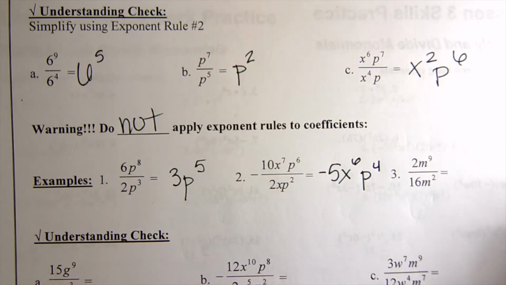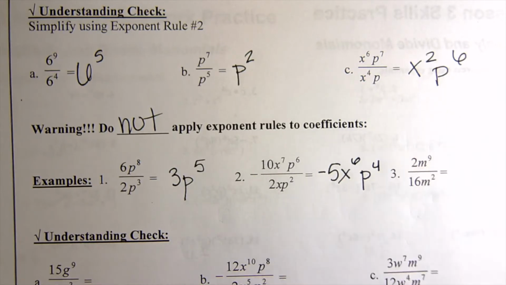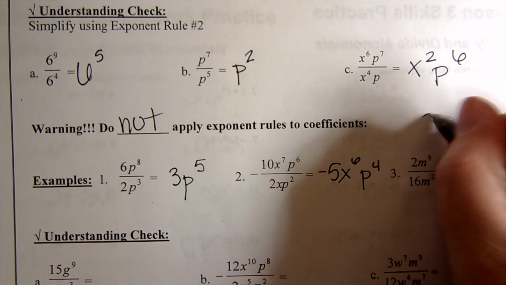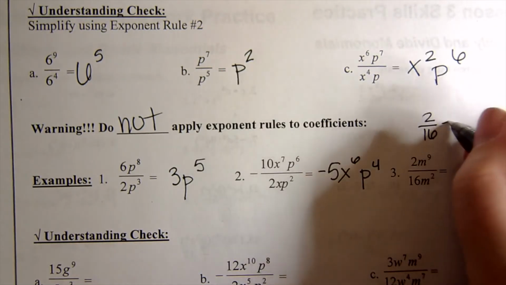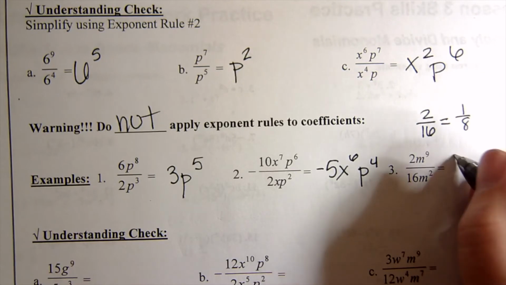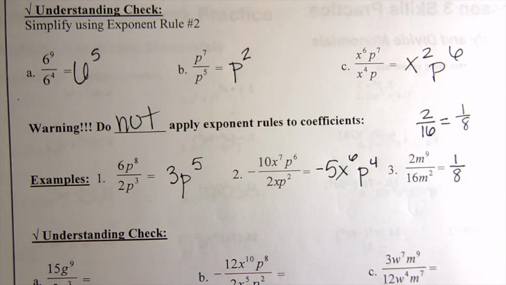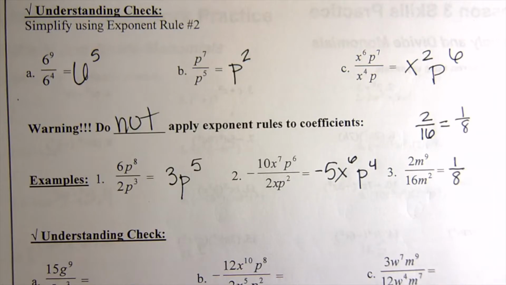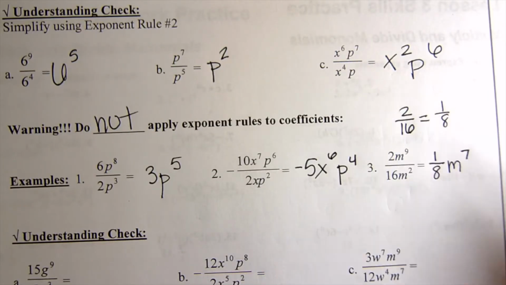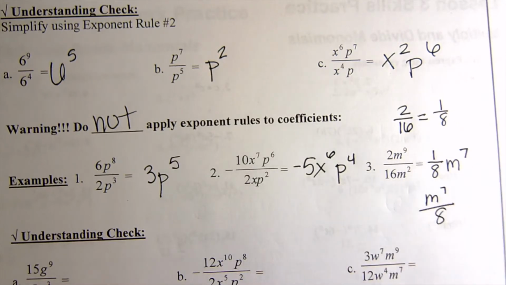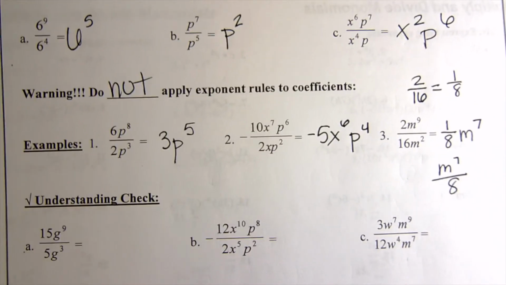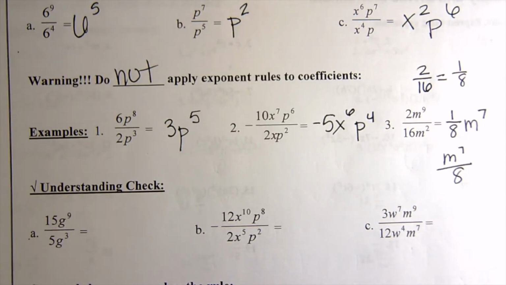Number 3, what is that reduced? If you came across this fraction, 2 over 16, what would that reduce to? 1 over 8. So this reduces to 1 over 8. M to what power? 7. So you can write it like this, 1/8 times m to the 7, or you can write it as m to the 7th over 8. Either one of those is okay. Do the understanding check.